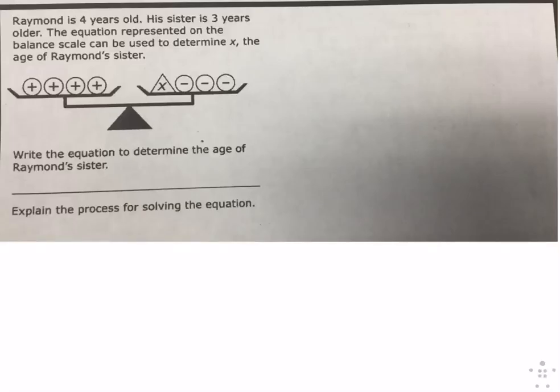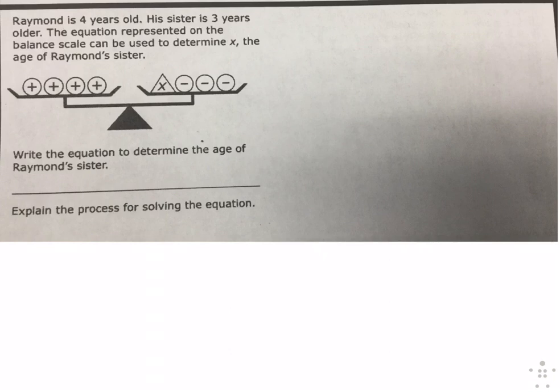Okay, warm up for Friday. Raymond is 4 years old. His sister is 3 years older. The equation represented on the balance scale can be used to determine X, the age of Raymond's sister.